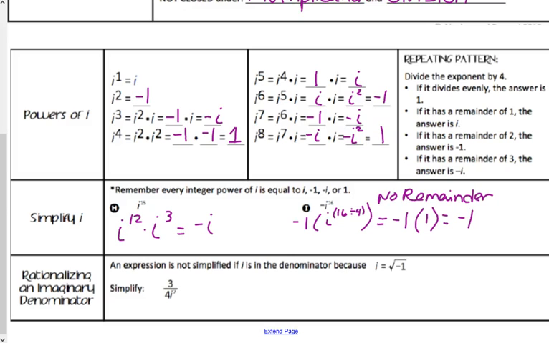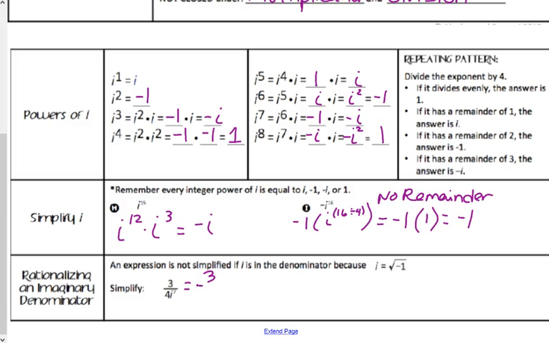So how do we rationalize an imaginary denominator? Remember when we were doing radicals, we had to rationalize the denominator. We can't leave a radical in the denominator. And it's the same thing with the imaginary numbers simply because I is the square root of negative 1. So let's take a look at this example: 3 over 4i to the 7th. I to the 7th is negative I, so we're going to simplify this.